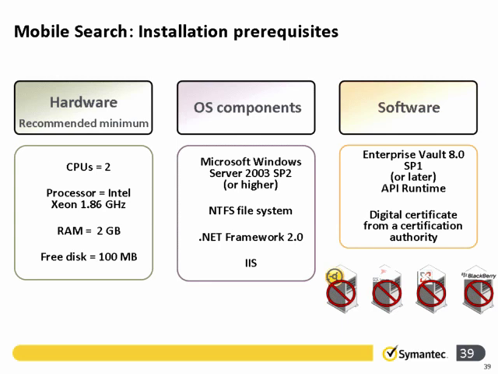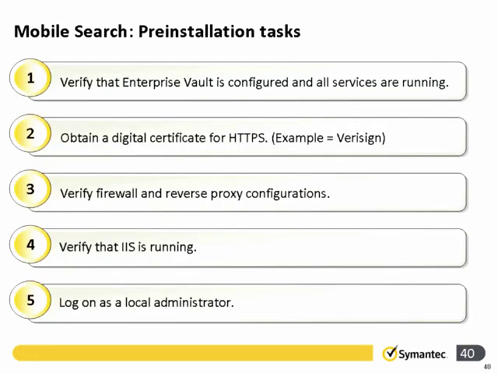In the lower right-hand corner, we're showing you several different types of servers. These are the Enterprise Vault server, the Microsoft SQL Server, our Microsoft Exchange server, and our BlackBerry Enterprise Server. Symantec does not recommend installing the mobile search functionality on any of those particular servers. The basic steps for the pre-installation of the mobile search server include verifying that you have an Enterprise Vault server configured and all the services are running.